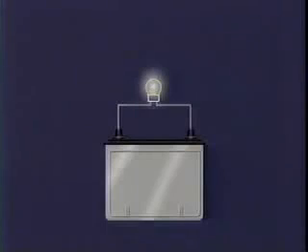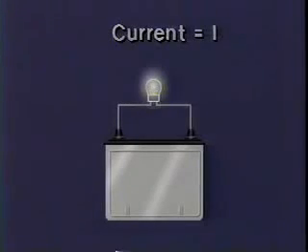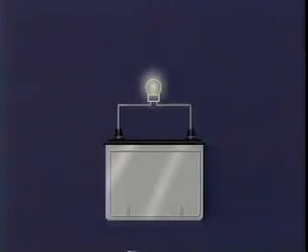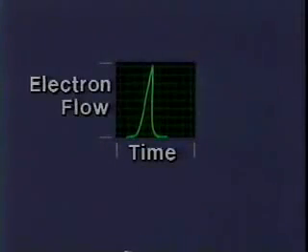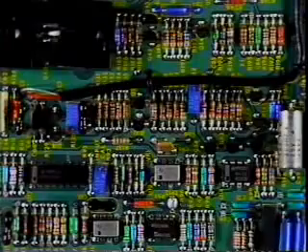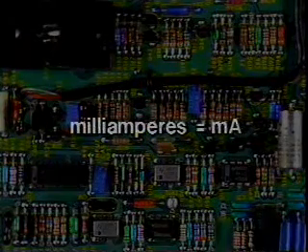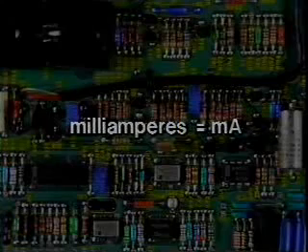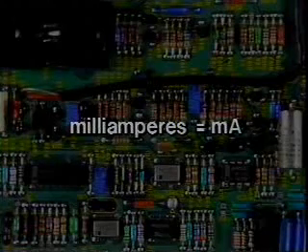This flow of electrons through a conductor is called current. In scientific notation, the letter I is used as the symbol for current. We can measure the magnitude of current. This magnitude is expressed as the number of electrons passing a certain point in a conductor within a specified time period. The current is measured in amperes or amps. Modern electronics uses very small currents, so the current is often measured in milliamperes, abbreviated mA, that is, in thousandths of an ampere.